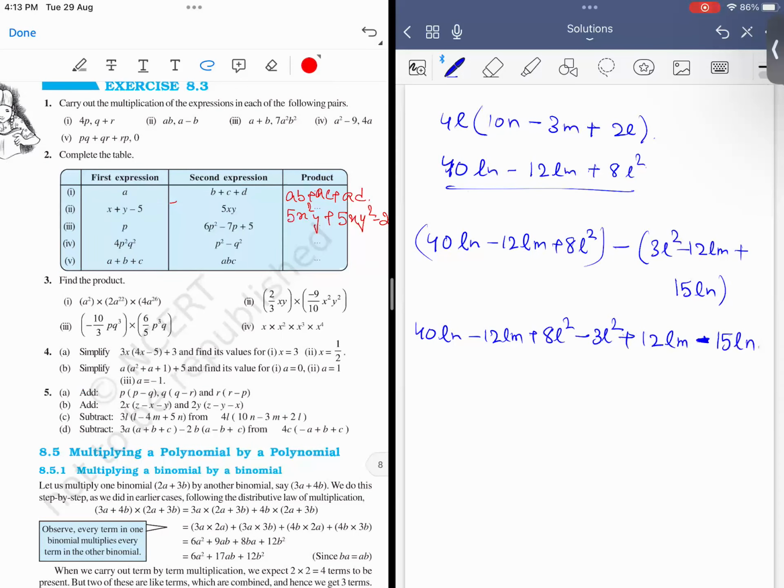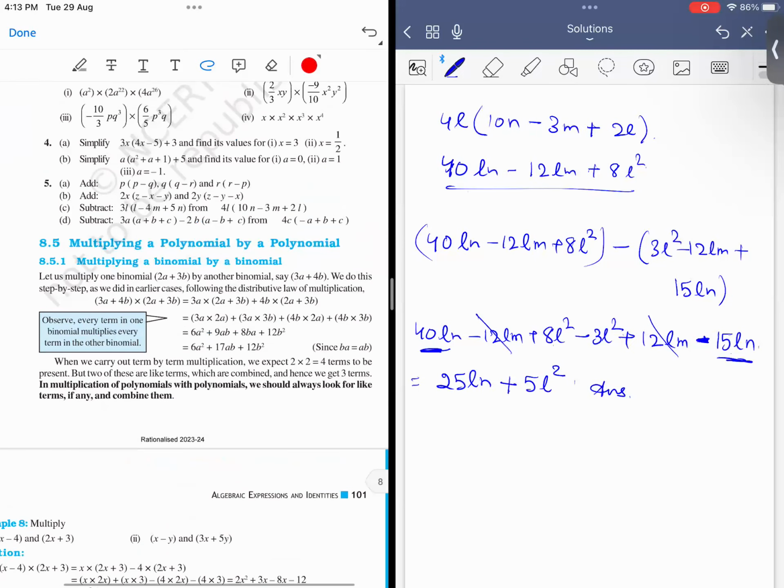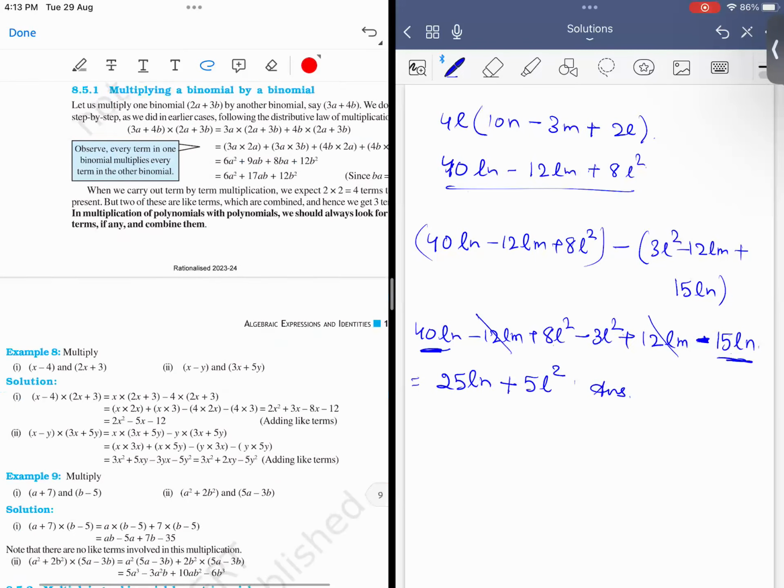Now look for the like terms. 40ln minus 15ln. How much? 25ln. Minus 12lm plus 12lm gets cancelled, so 0. 8l square minus 3l square, so that is plus 5l square. The rest we can do in the same way. So we have come to the end of exercise 8.3.